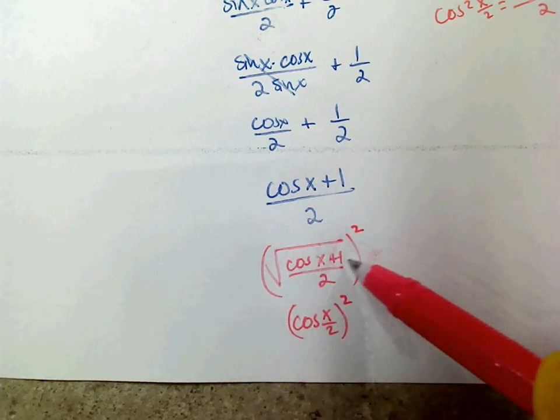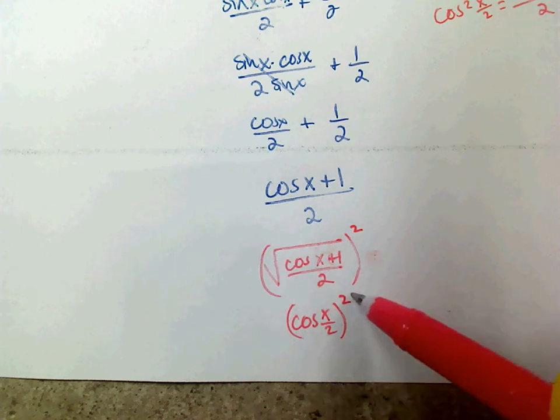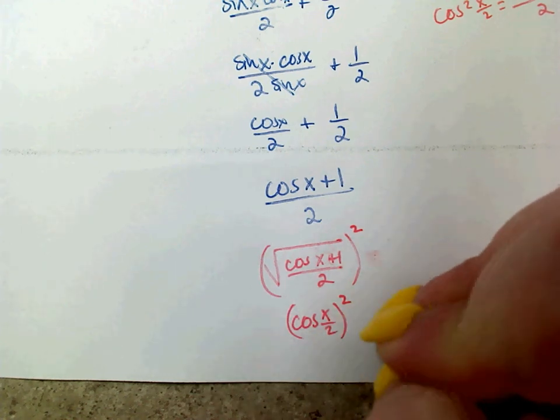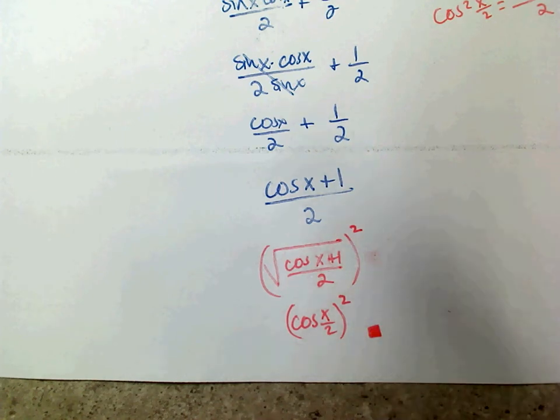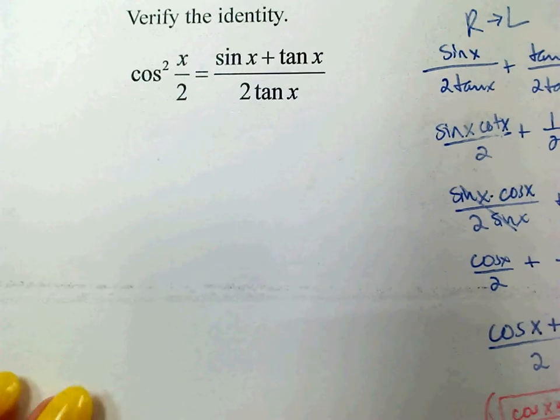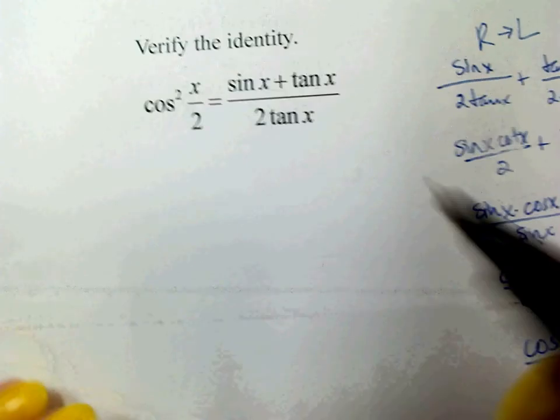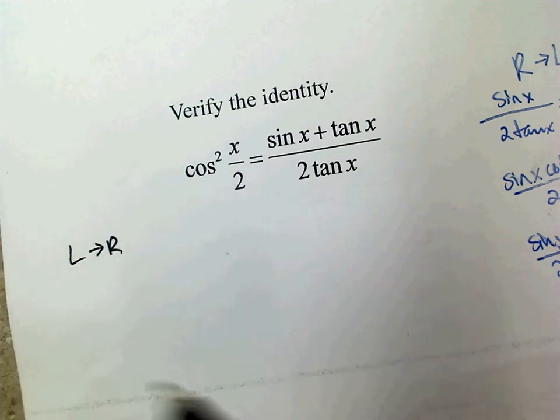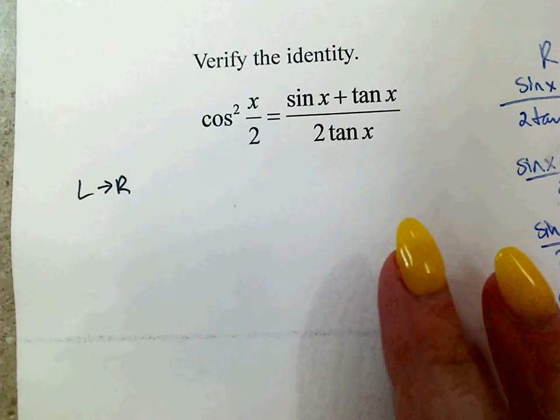Okay. But it'd probably be easier to work it the other way. So let me work it that way right quick. Left to right. And if you can make that note on your homework whenever you're doing these problems, that would be nice, which side you're going from and to. Okay, so cosine squared of x divided by 2.